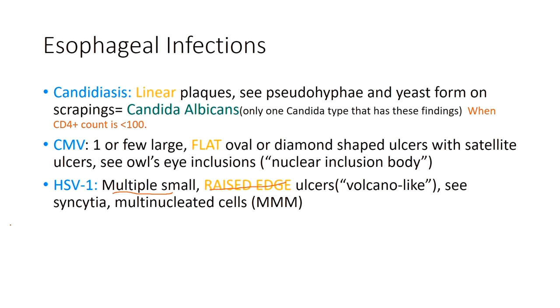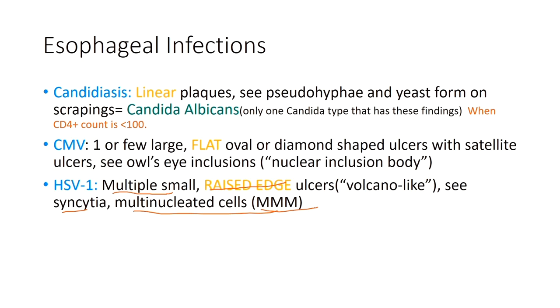This is your margination, multinucleation, and molding of your cells. So these are your three M's. So molding, margination, and multinucleation. Those are the three M's that you find with herpes viruses.